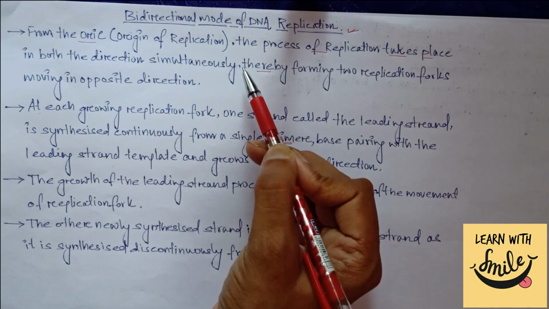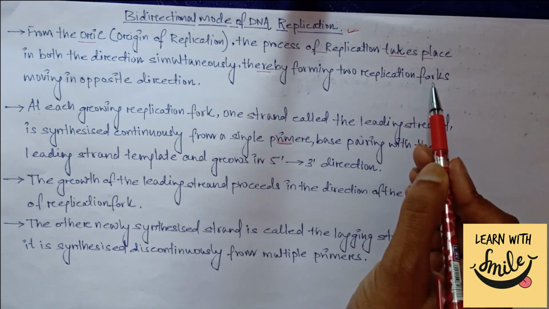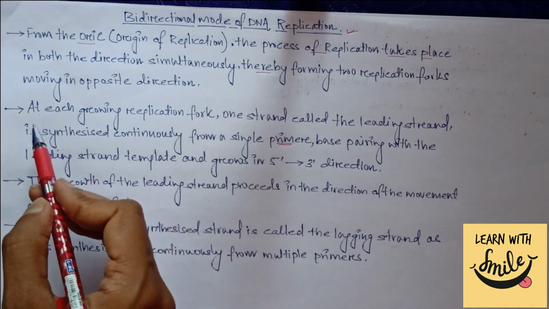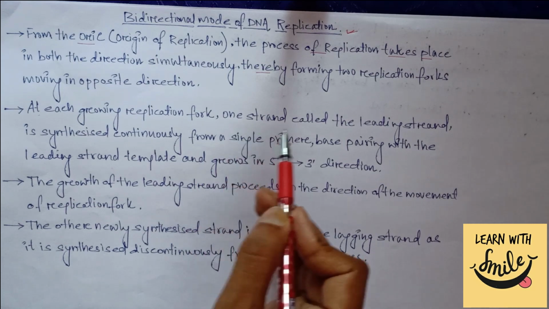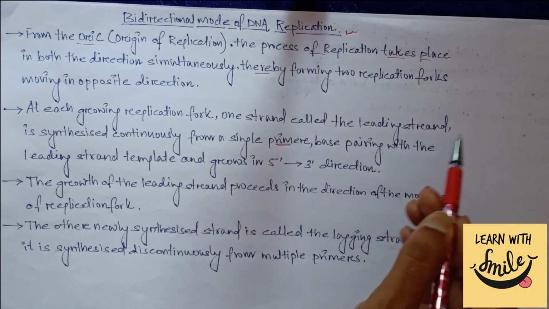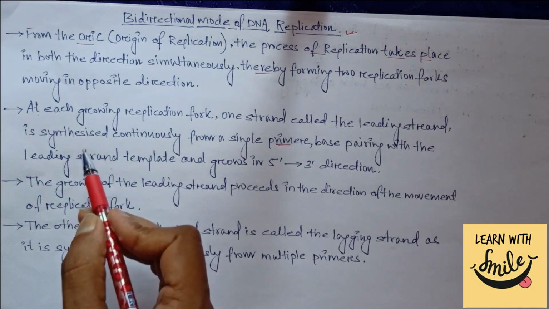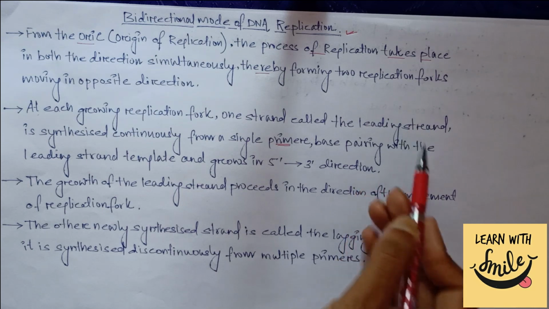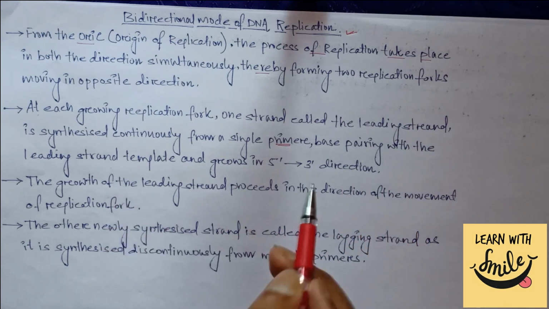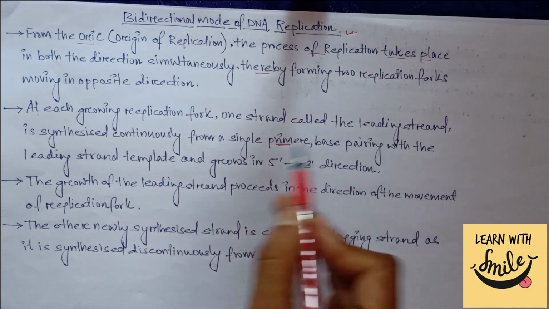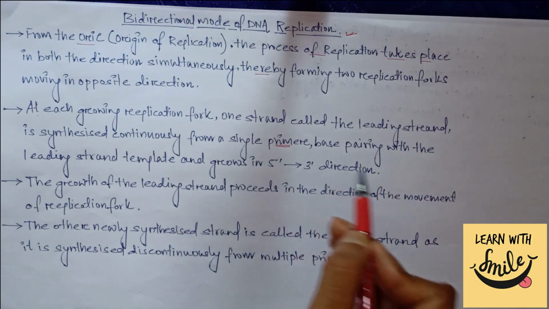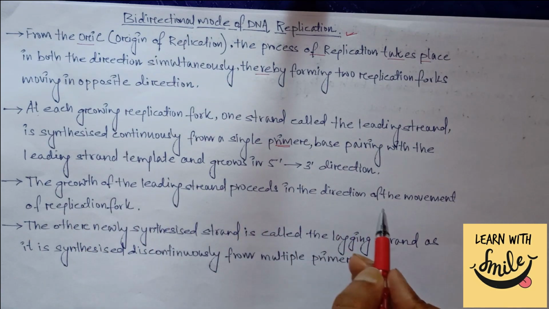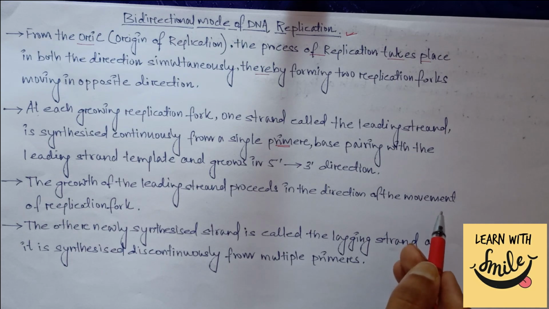That is, on either side of the OriC there is a formation of a replication fork that moves in the opposite direction, and at each growing replication fork, one strand is known as the leading strand. The leading strand is synthesized continuously from a single primer, and it is this leading strand which base pairs with the leading strand template, and this leading strand grows in the 5' to 3' direction. The growth of the leading strand proceeds in the direction of the movement of the replication fork.